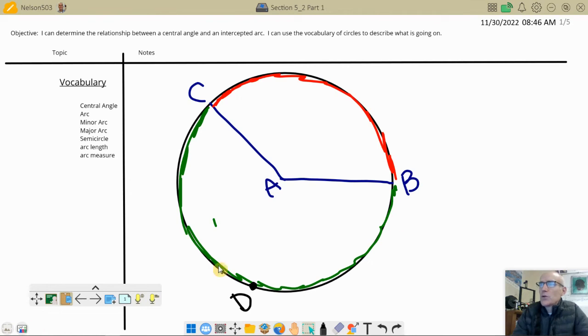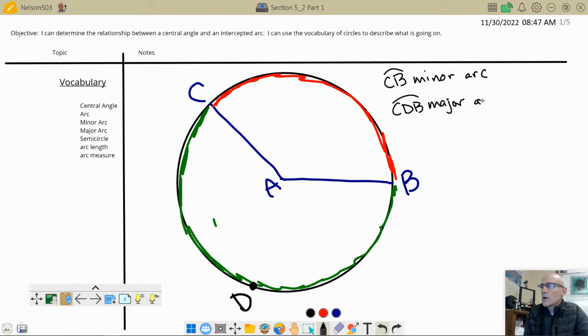Hey folks, so your notes from yesterday may look something like this. You had a minor arc, CB. So CB is a minor arc. And then you had to use three letters, CDB, for a major arc. Okay, major arc. And if they asked us a question like, what's the measure of arc CB?